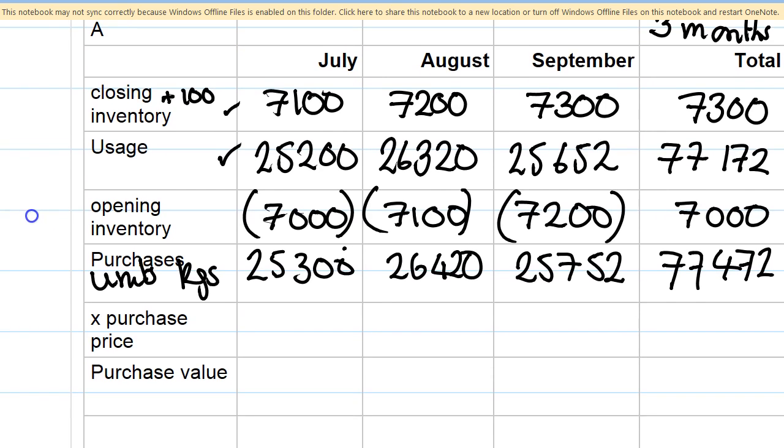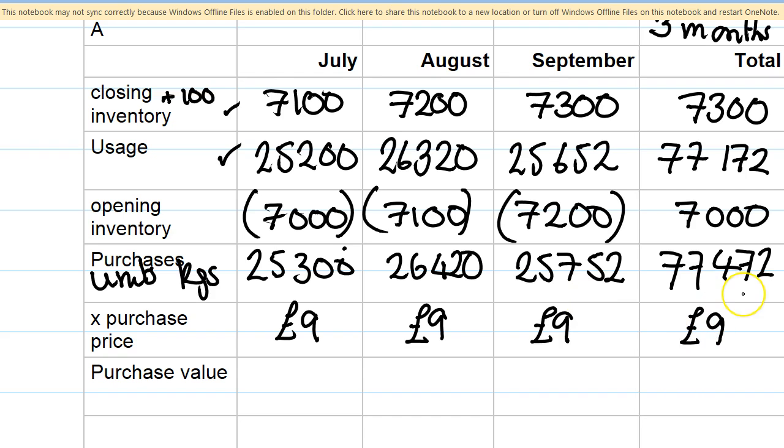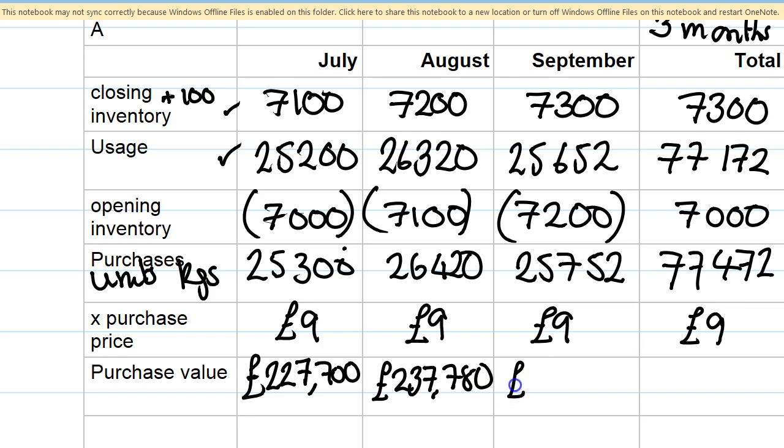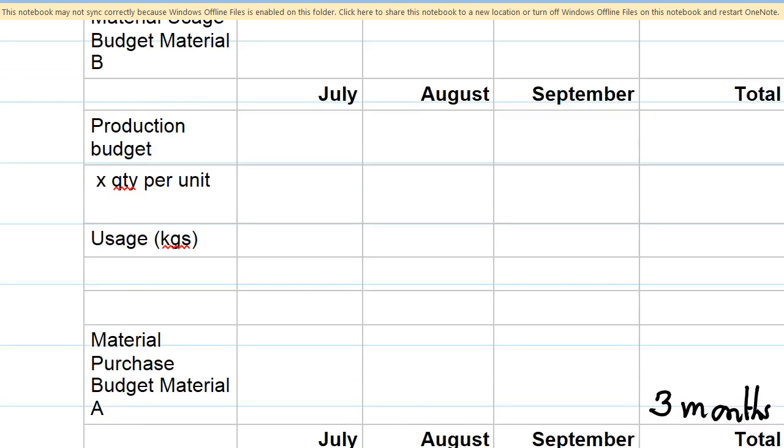The question gave me a purchase price, and the purchase price was £9 per kilo. So I'm going to have to buy, in pounds, 227,700 pounds worth of material A in July, 237,780 pounds in August, 231,768 pounds in September. So in total, that's going to be 697,248 pounds. So that's material A dealt with.